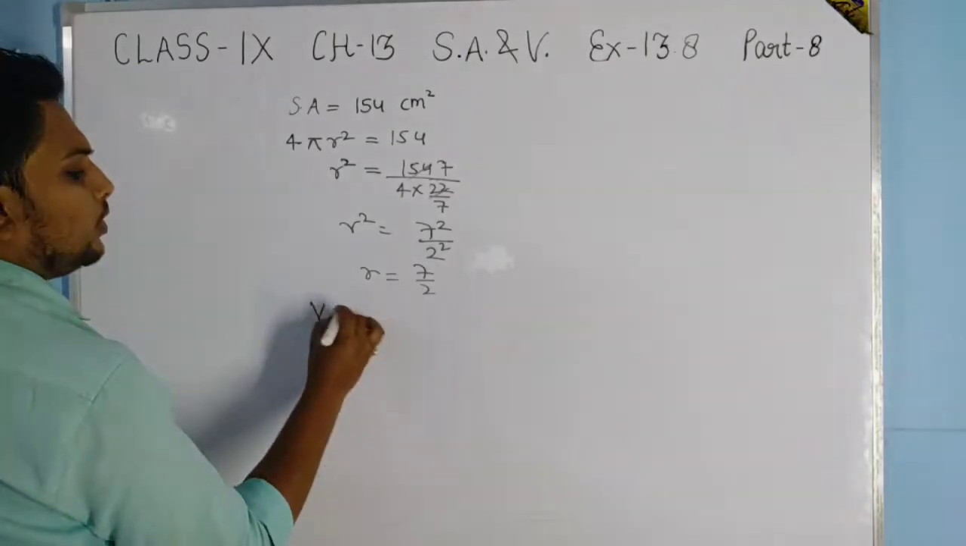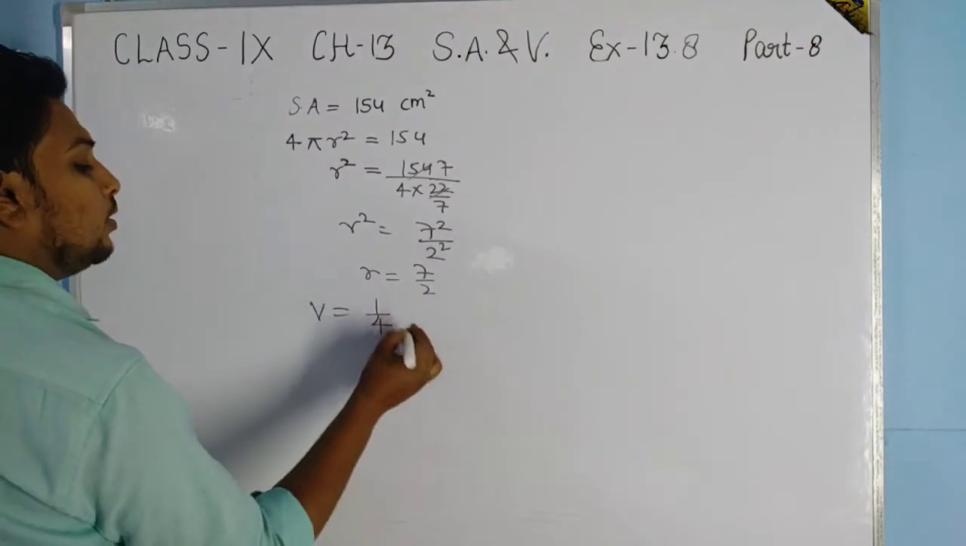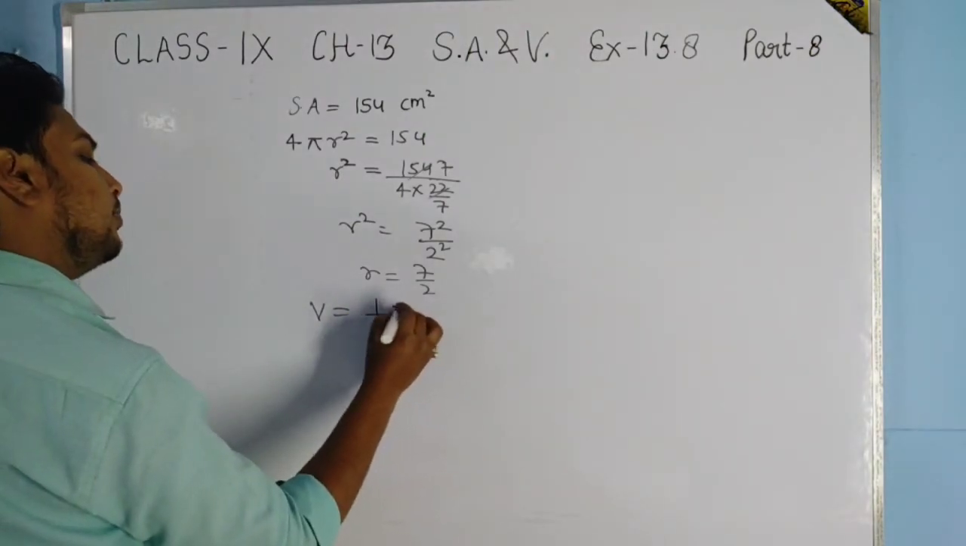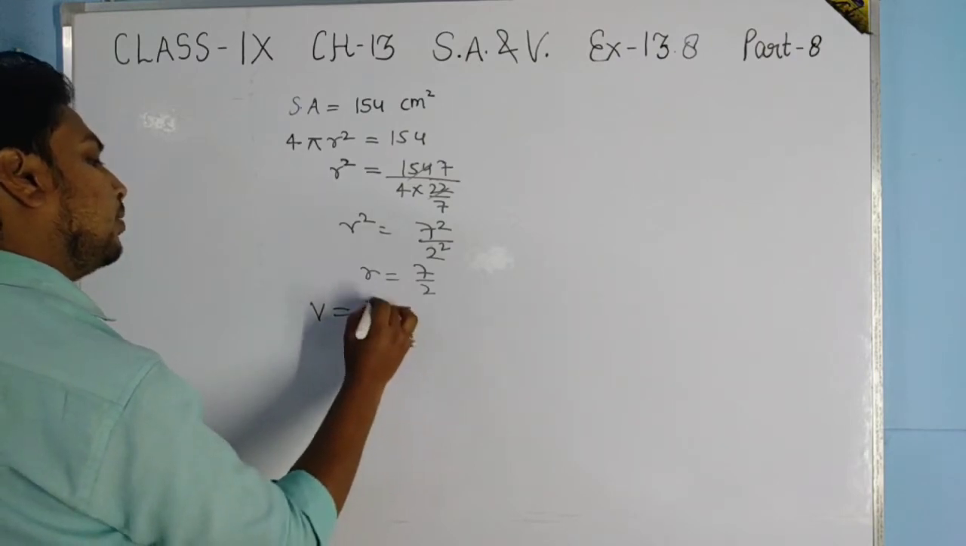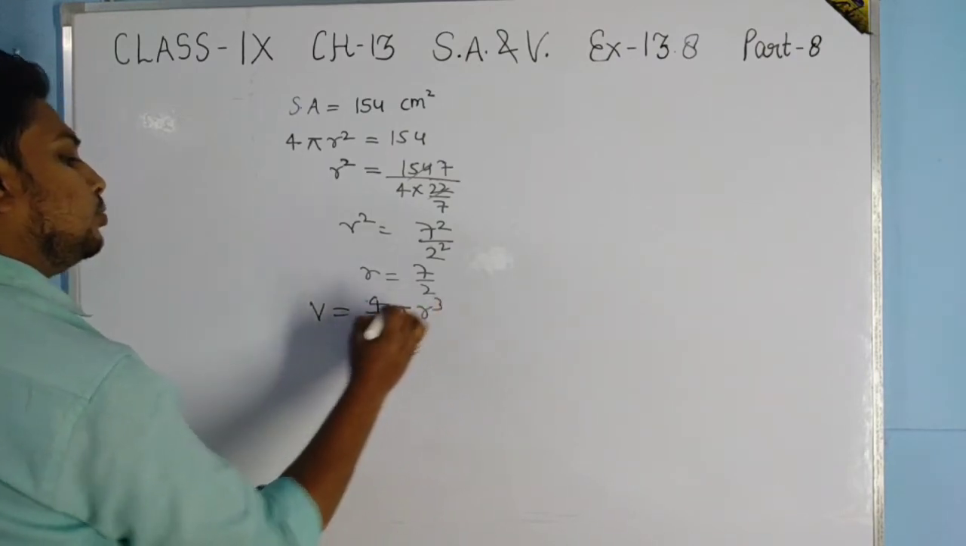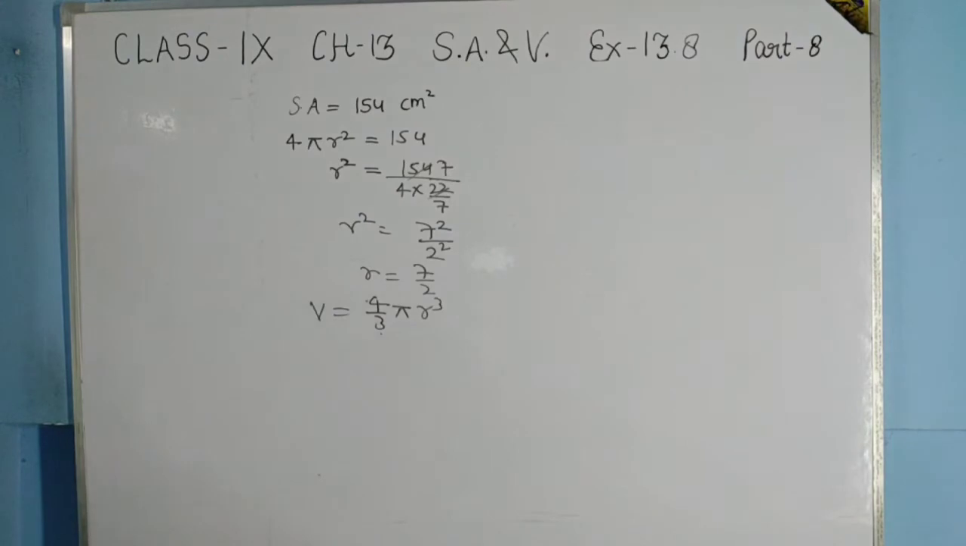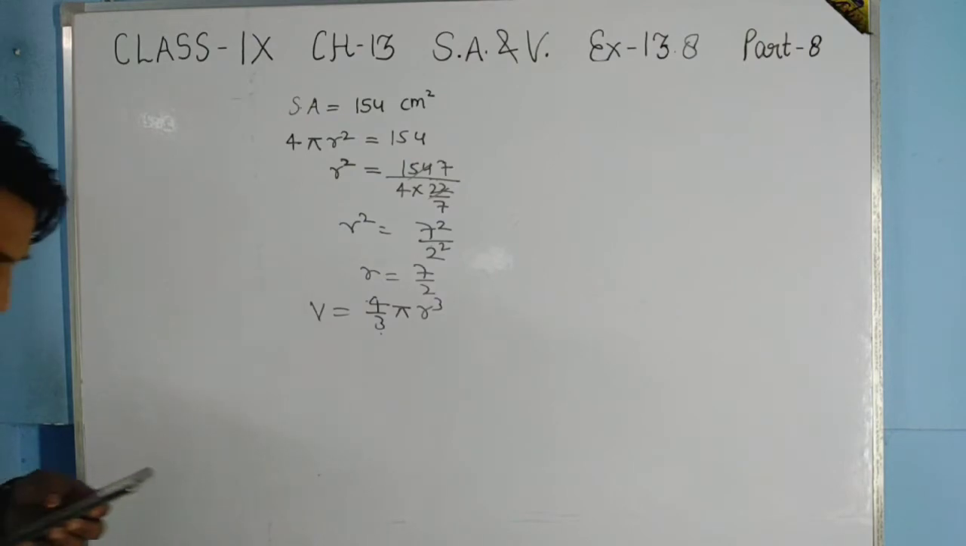So if someone asks what the formula of volume is, it will be 4 by 3 pi r cube. Here you have to put the value of r to get the result of volume. So like this you can solve this question also. This is question number 7. You will find r and hence you will find the volume.